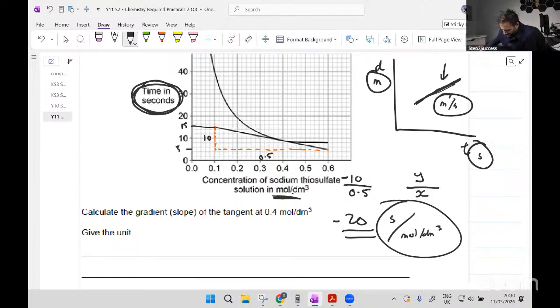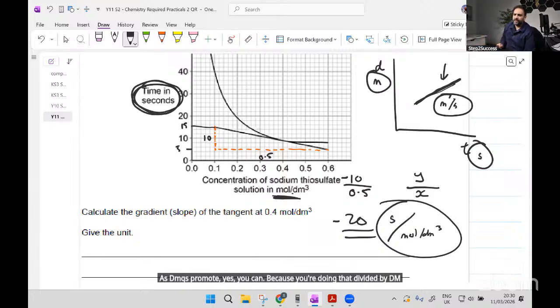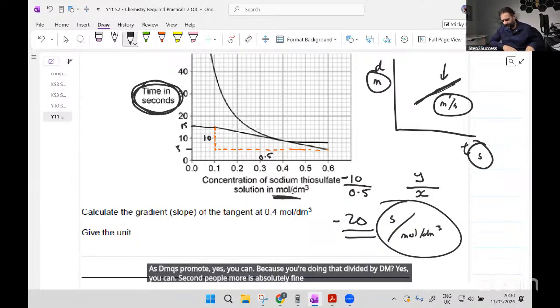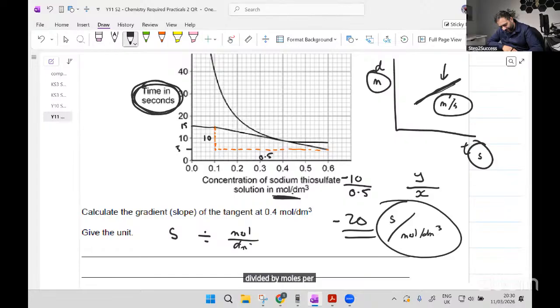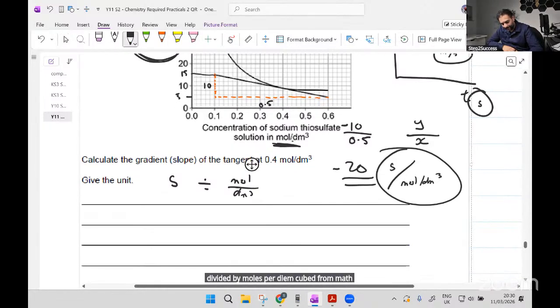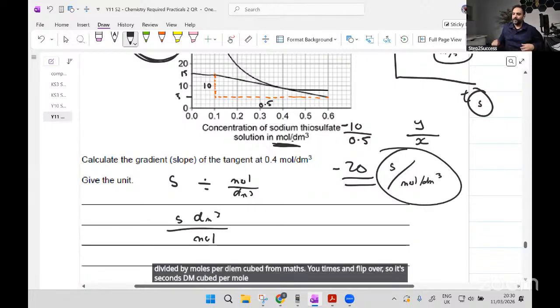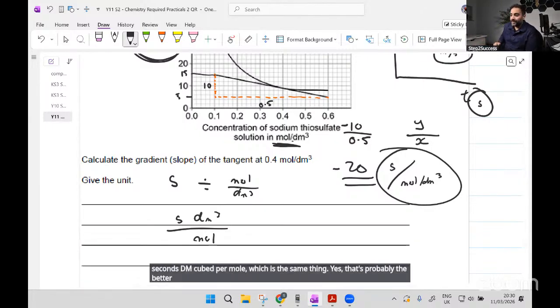Seconds dm cubed per mole, yes, you can, because you're doing that divided by dm. Yes, you can. Seconds dm cubed per mole is absolutely fine because it's the same thing. If I do that divided by moles per dm cubed from maths, you times and flip over, so it's seconds dm cubed per mole, which is the same thing. Yes, that's probably the better answer, to be honest.